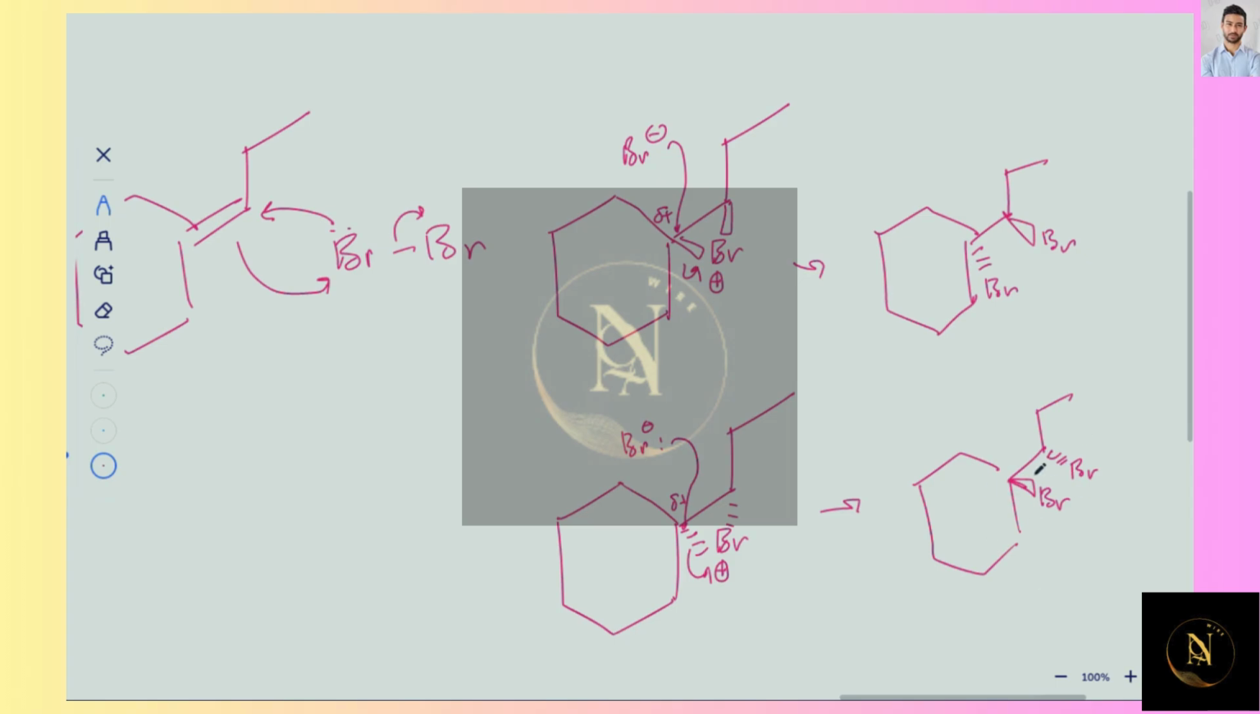And that's basically all there is to it. These are the two products. So you had the right idea. You just needed to show the stereochemistry and show that these are anti across the double bond.